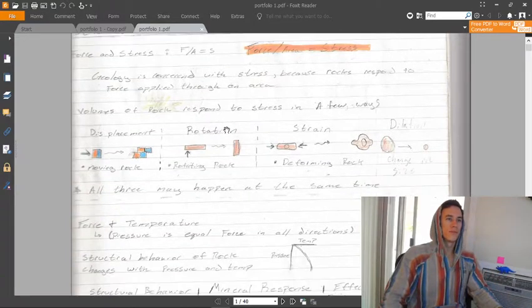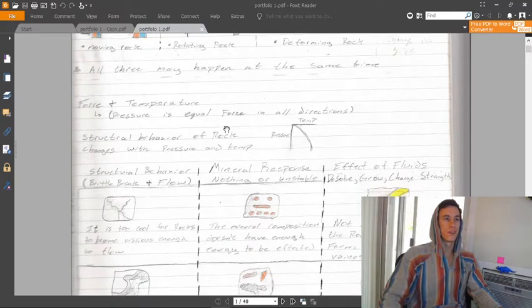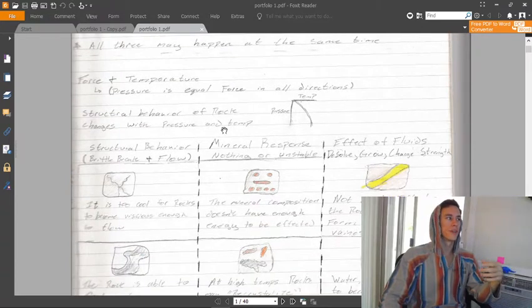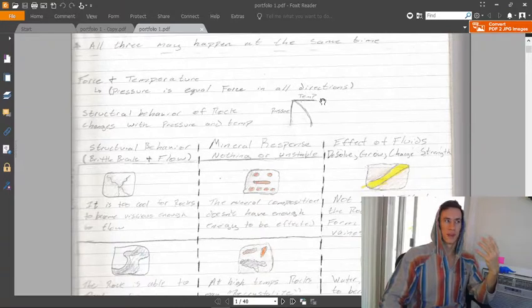So let's move on to down here because I've got a big notebook to go through. All of these may happen at the same time. Force and temperature: pressure is equal to force in all directions. A lot of this is just going to be me probably reading my notes and then figuring out what it is that I was trying to say, so you might have to bear with me a little bit.